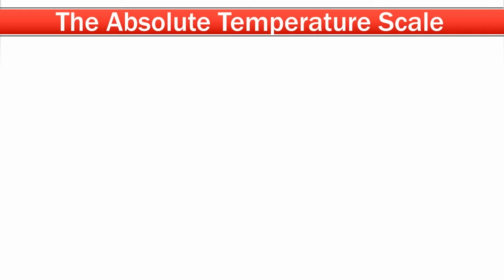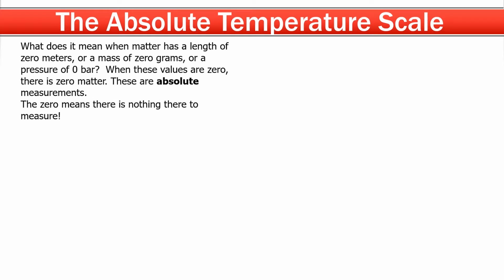But there's a fundamental problem with our measurement of temperature that makes it unacceptable when compared with all of our other physical measurements that we've been using up to this point. What does it mean when matter has a length of 0 meters, or a mass of 0 grams, or a pressure of 0 bar? Well, the answer is obvious. When these values are 0, there's typically 0 matter. We call these measurements absolute measurements. The 0 means there is nothing there to measure.